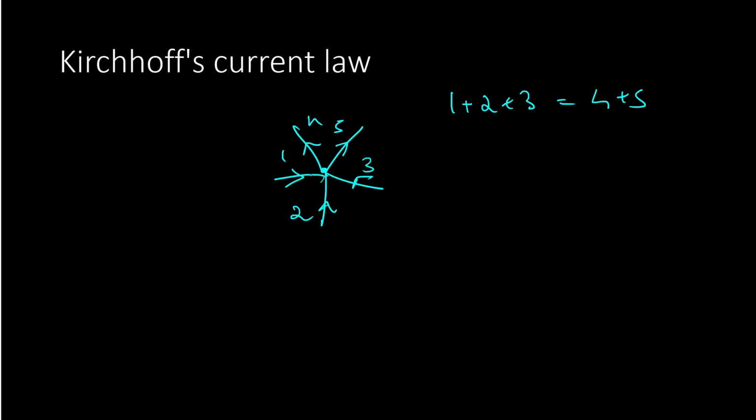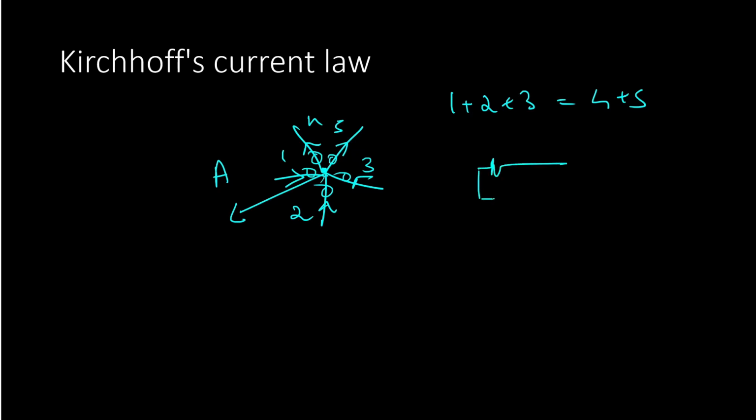Now that we have that out of the way, let's look at what a node is. By the way, this qualifies as a node. This is a node. Why is it a node? Because there are more than three branches going through this node. There's this branch, this and this. If there are three or more branches at a particular point, that point is called a node.